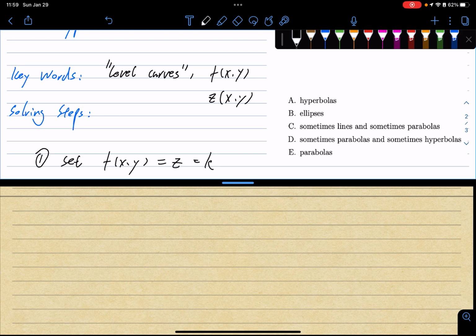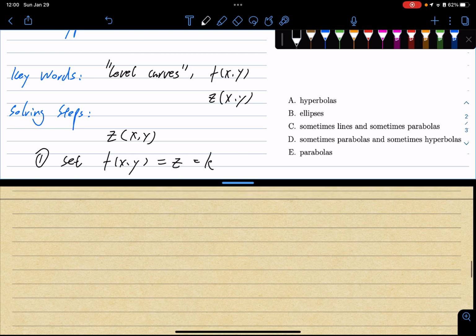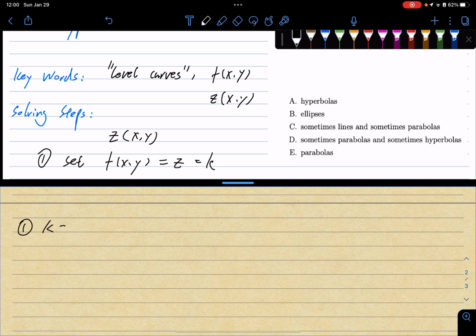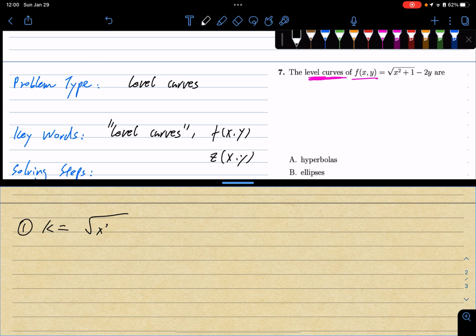So f of x, y, you can think of this as just z of x, y. Z of x, y as well. So the first step is k equals the function itself, x squared plus 1 minus 2y. So that's the first step, easy enough.